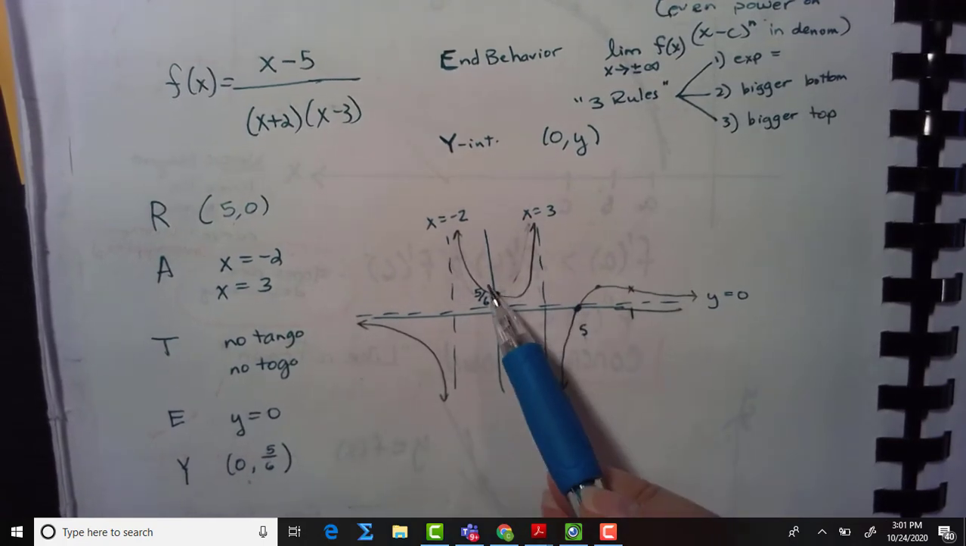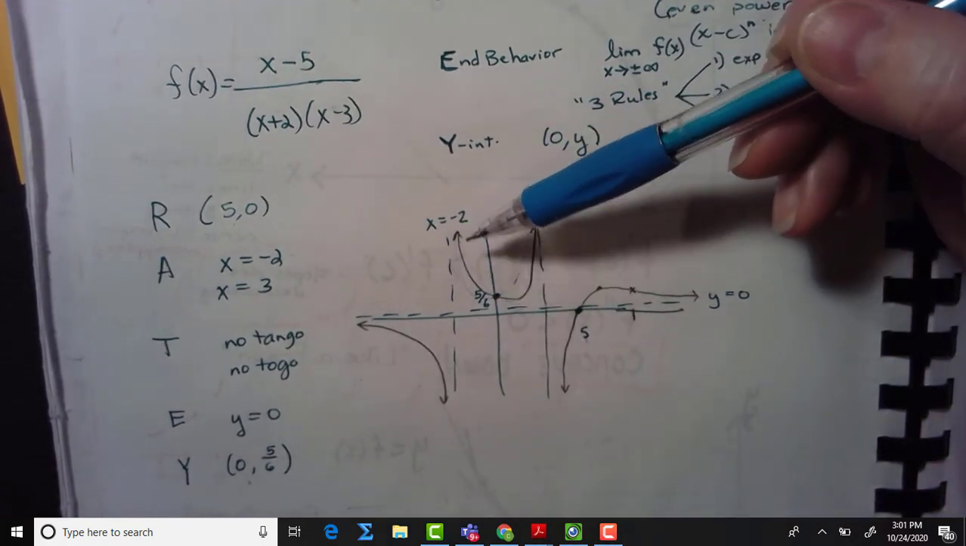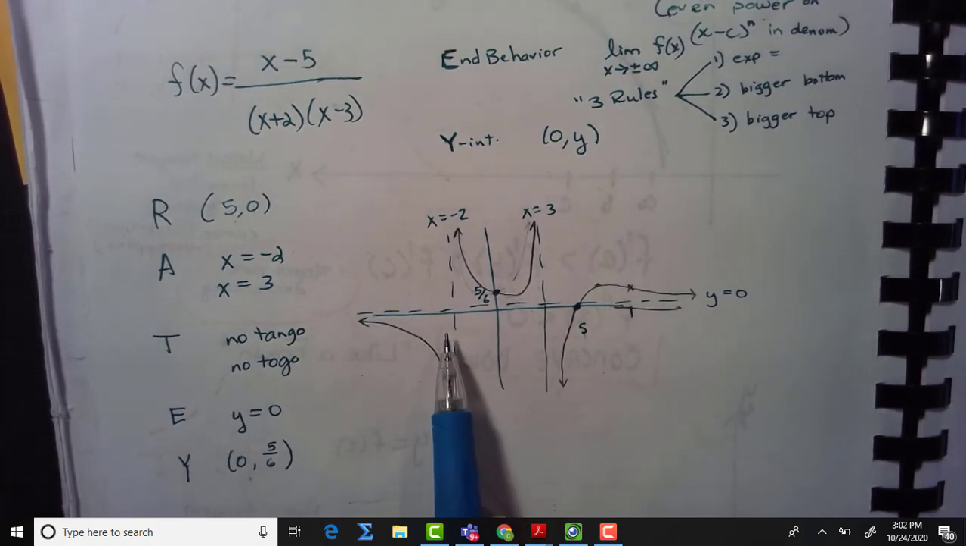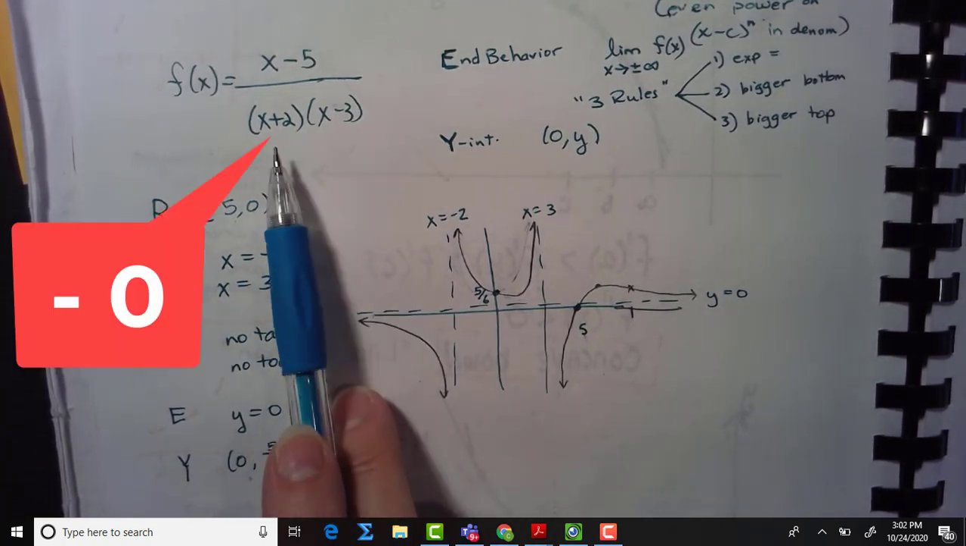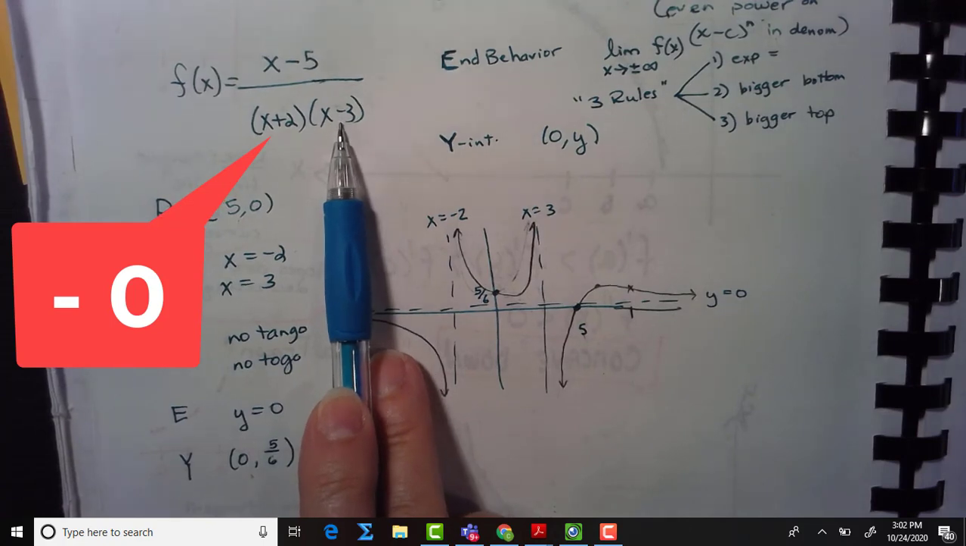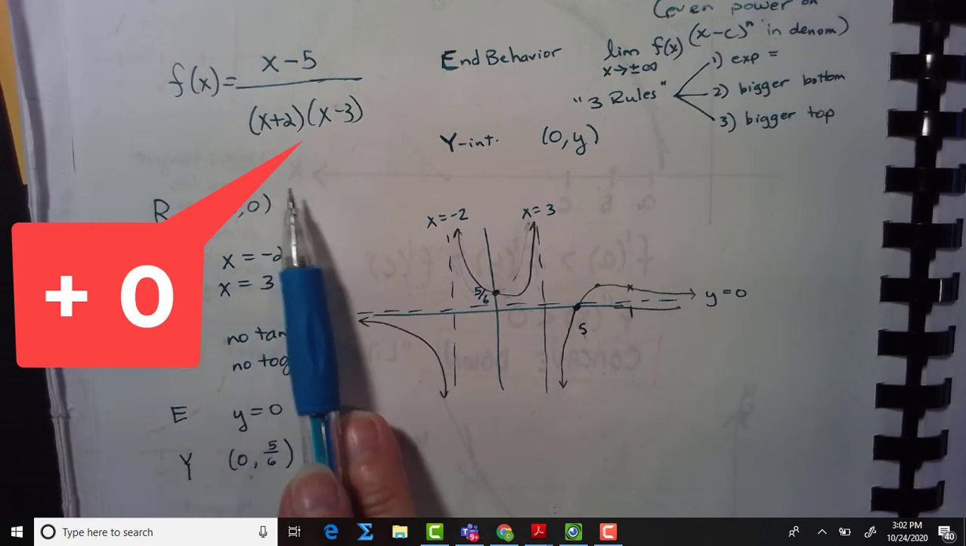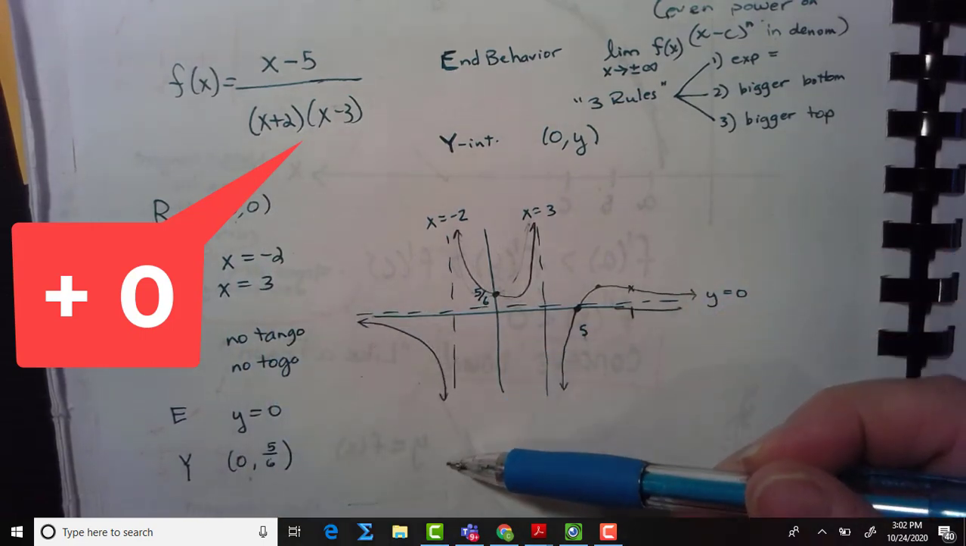And what we notice is, as x goes towards -2 from the left side, a number smaller than -2, that's going to be negative, that's going to be negative, that's going to be negative. I have a negative over a positive, which is negative. We're going towards negative infinity.